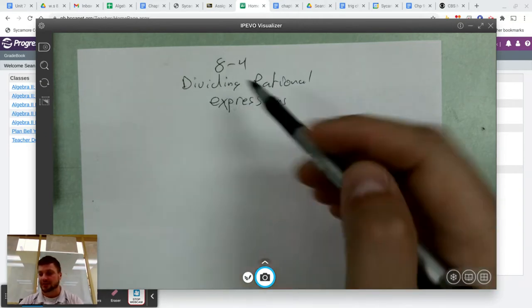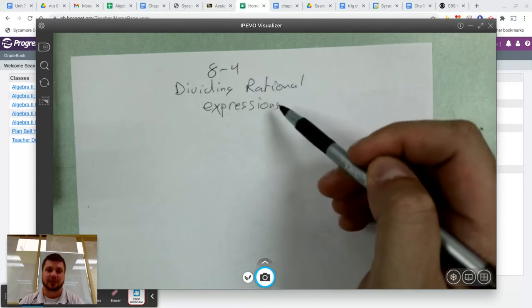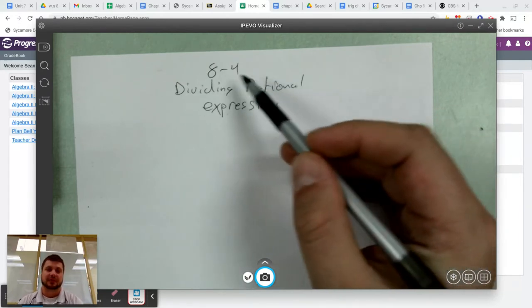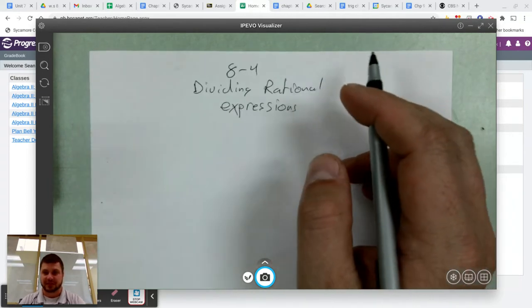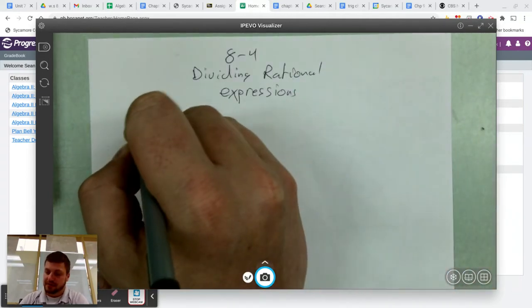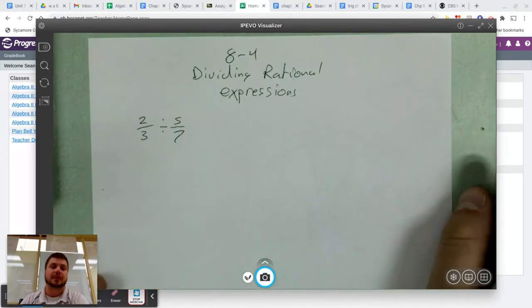So rational expressions is just a fancy way of saying fractions. Anything that's rational can be written as a fraction. So this is telling you that we're going to be dividing fractions. So let's do a quick dividing by fractions lesson here. Let's say we had something like this, okay?